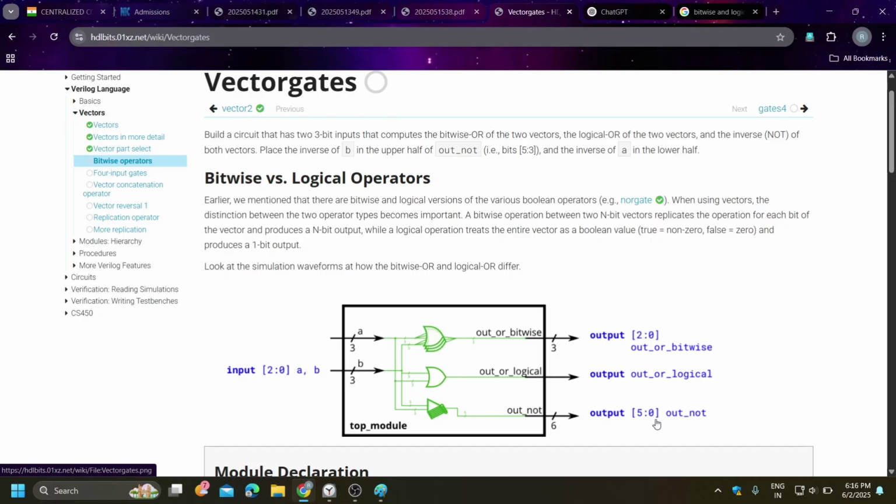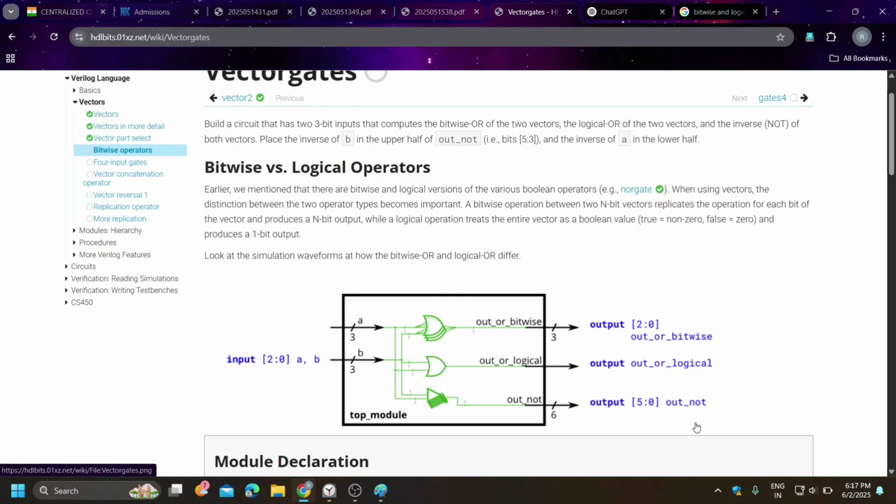And here, this is the 6-bit output port. So here they mention the inverse of B in the upper half of out_not and the inverse of A in the lower half. So these are the NOT operations, right? The inverse of B we need to store in the upper half of out_not, meaning 5 down to 3. In those bits we need to store the inverse of B. And the inverse of A we need to store in 2 down to 0 of out_not.